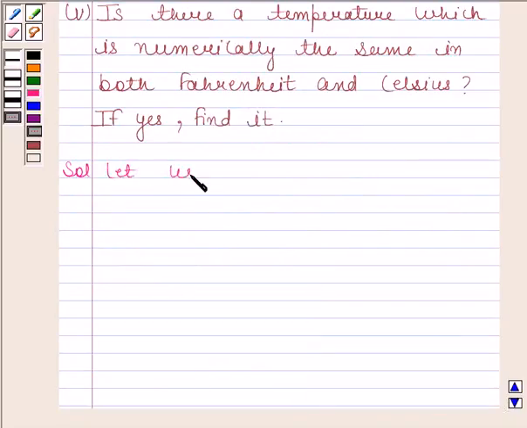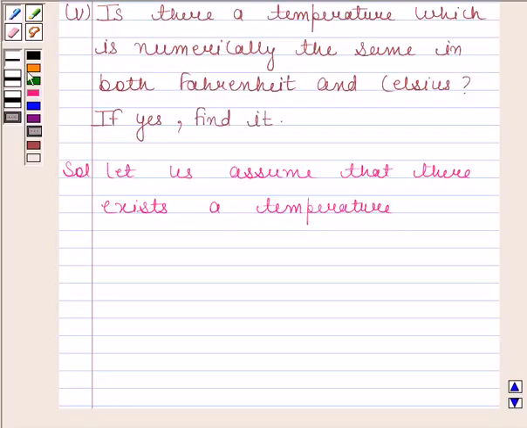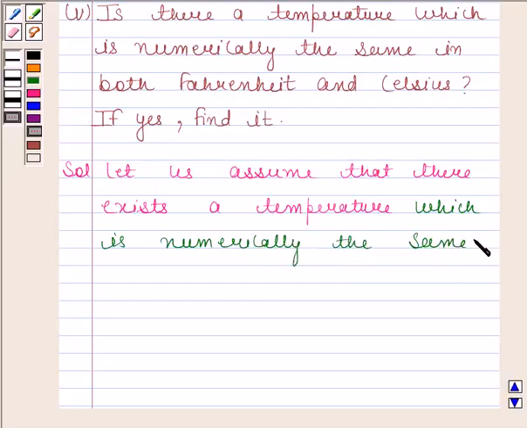Let us assume that there exists a temperature which is numerically the same in both Fahrenheit and Celsius. That means C is equal to F.